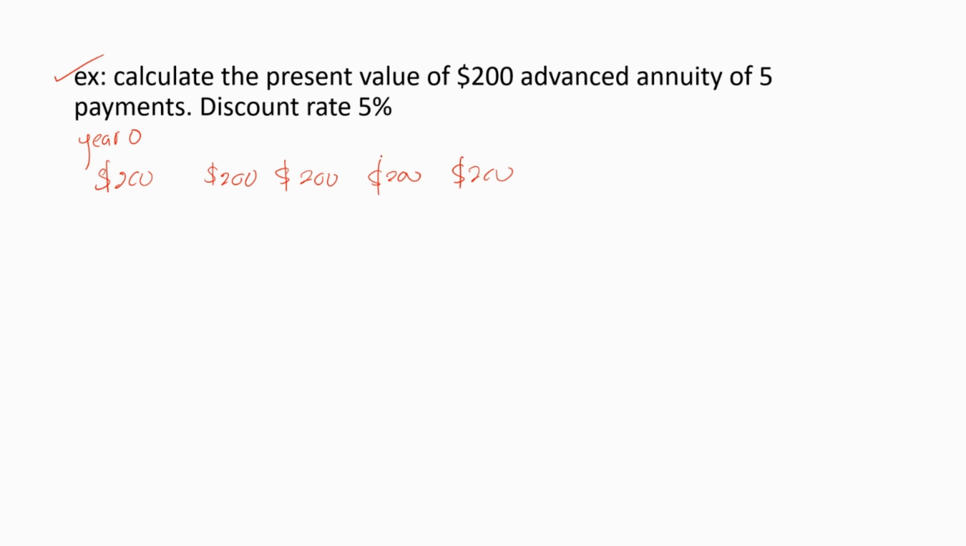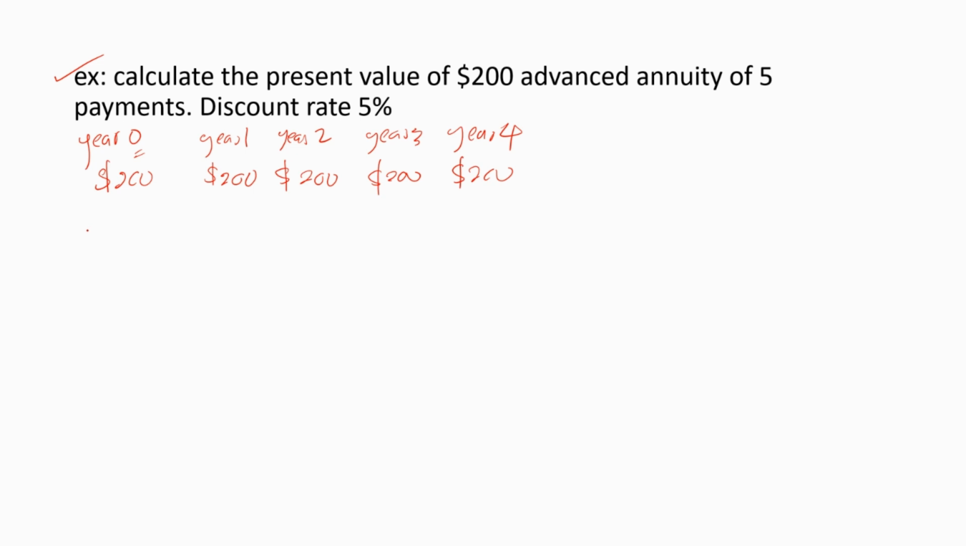Now let's assign the years. Year 0 is here. Now year 1, year 2, year 3, year 4. As now you can see, even though there are 5 payments, there are only 4 years. This is the bit tricky part of advanced annuity. So always count the number of payments. Do not count the number of years. So now we can calculate the annuity for this advanced annuity.